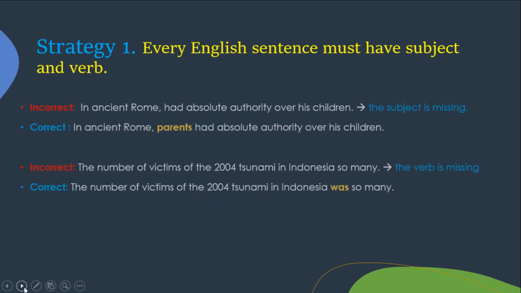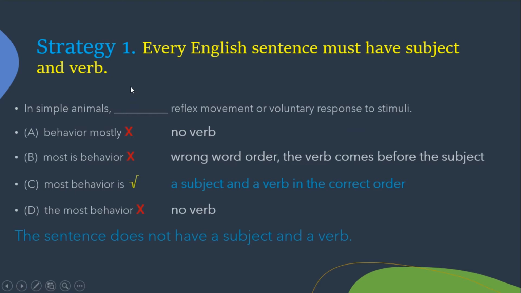The sample problem that we can find in the TOEFL test is like this, as you can see. In simple animals, blah blah blah, reflex movement or voluntary response to stimuli. As you can see, there is no subject and verb in this sentence. So you need to find which answer contains subject and verb. The first option, A, behavior mostly. Behavior is the subject, so there is no verb, so it is incorrect.